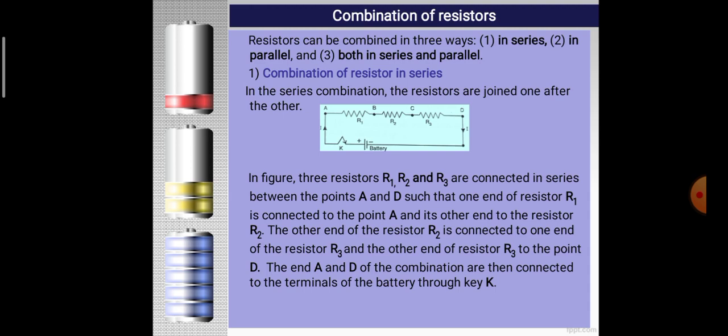In the figure, three resistors R1, R2 and R3 are connected in series between the points A and D, such that one end of resistor R1 is connected to the point A and its other end to the resistor R2. The other end of resistor R2 is connected to one end of resistor R3 and the other end of the resistor R3 to the point D. The ends A and D of the combination are then connected to the terminals of a battery through a key capital K.